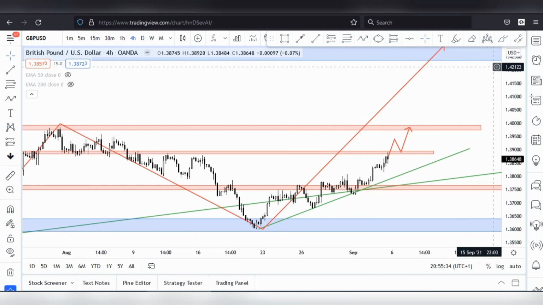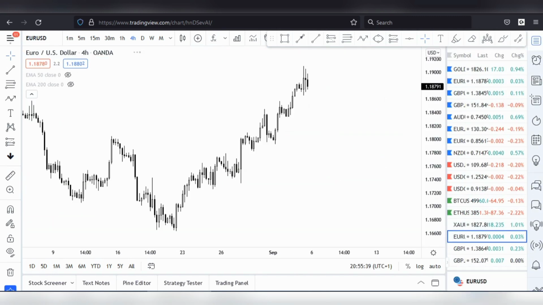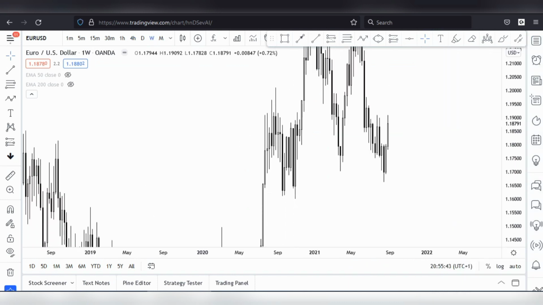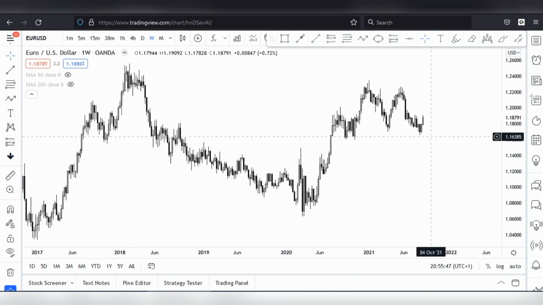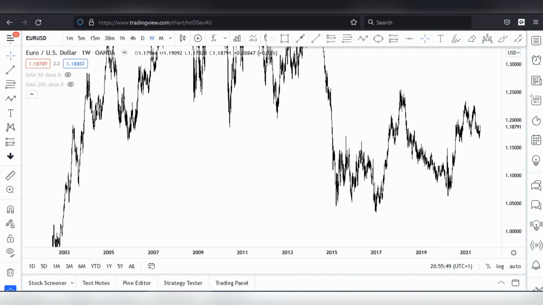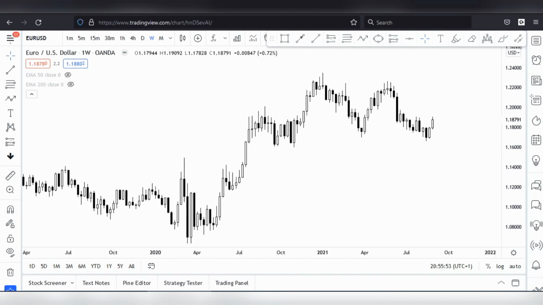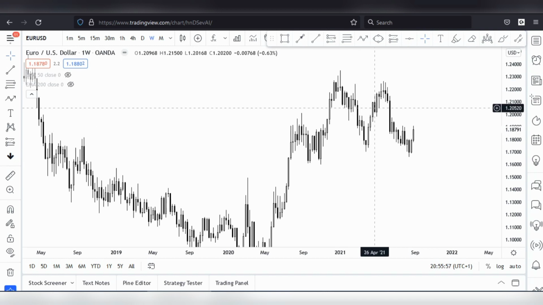So for Euro USD, again, I'll be going through the weekly time frame just to give you my top-down analysis and just identify the important areas of structure. Okay, so for Euro USD, we can see that on the weekly time frame, price has formed this double bottom pattern over here.